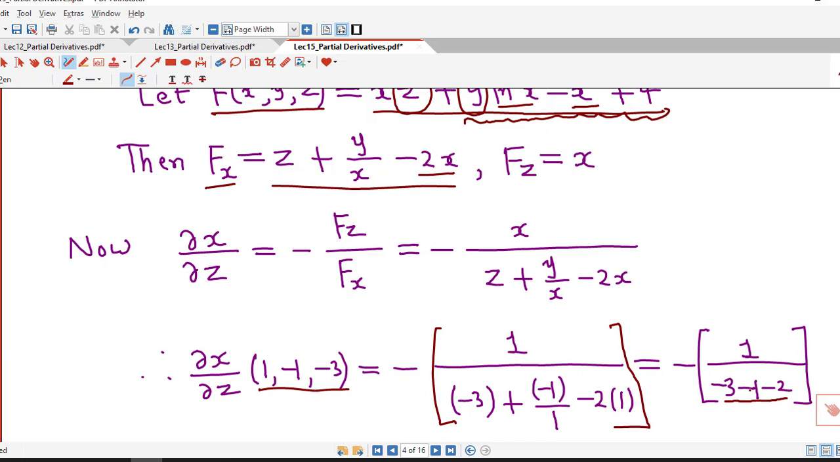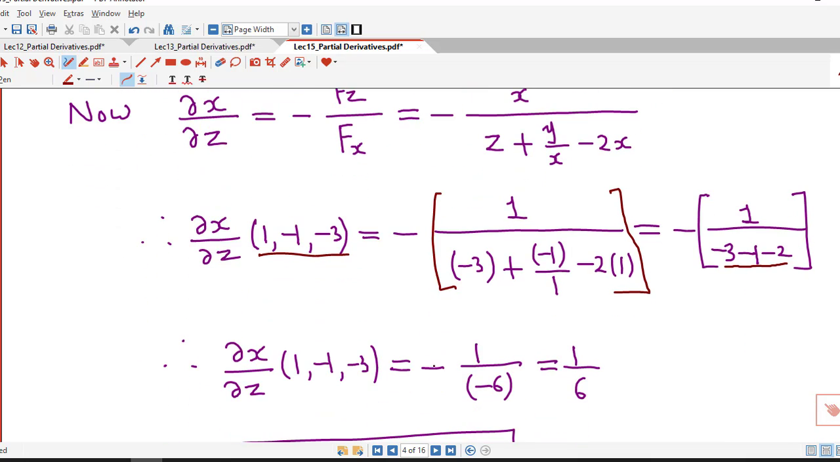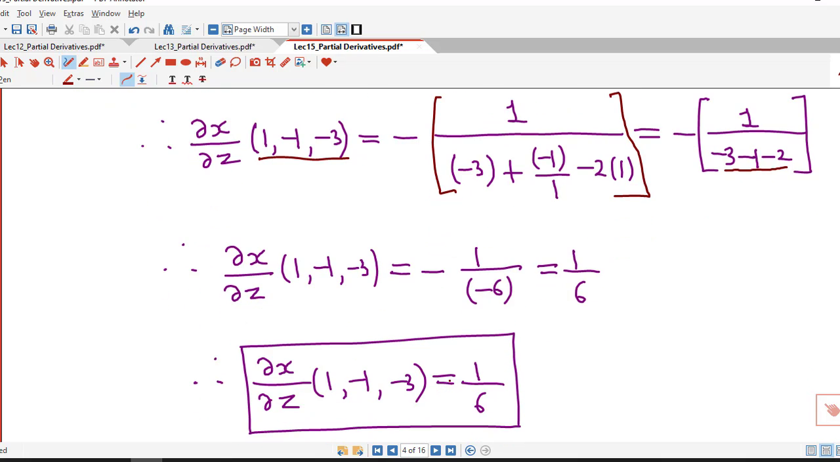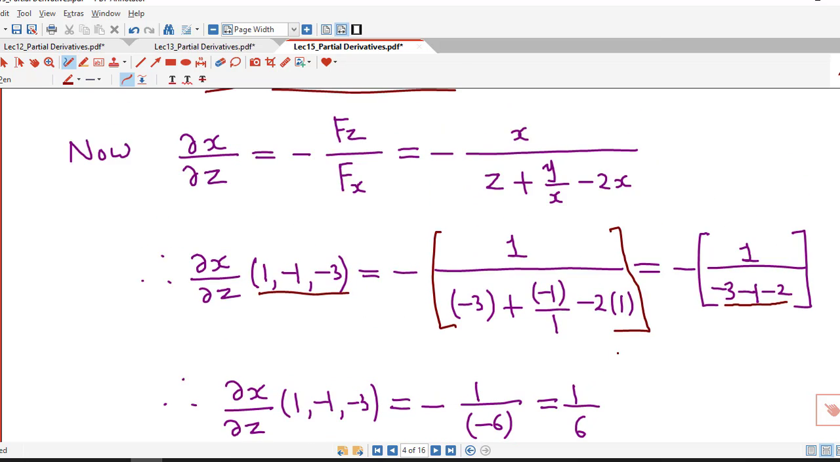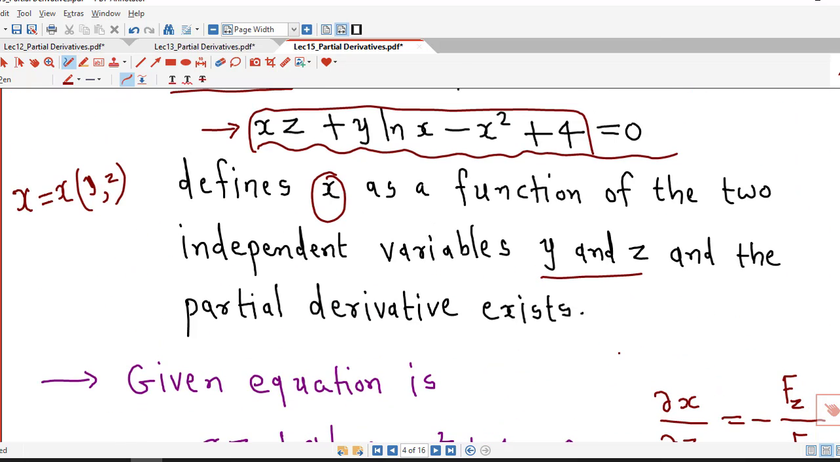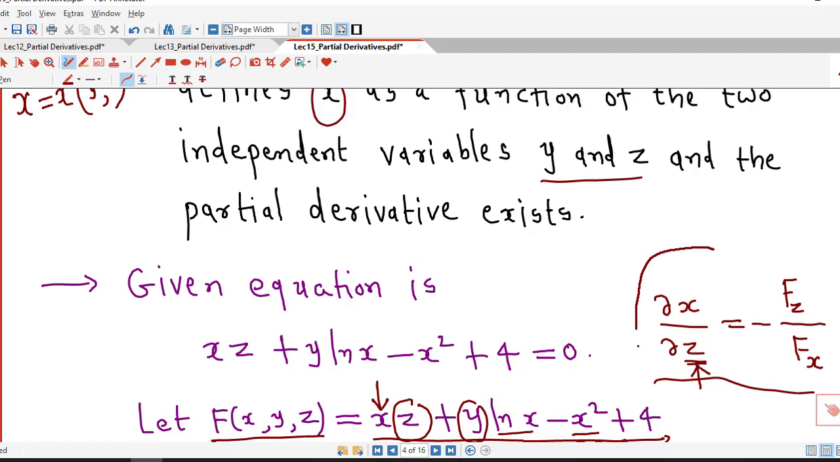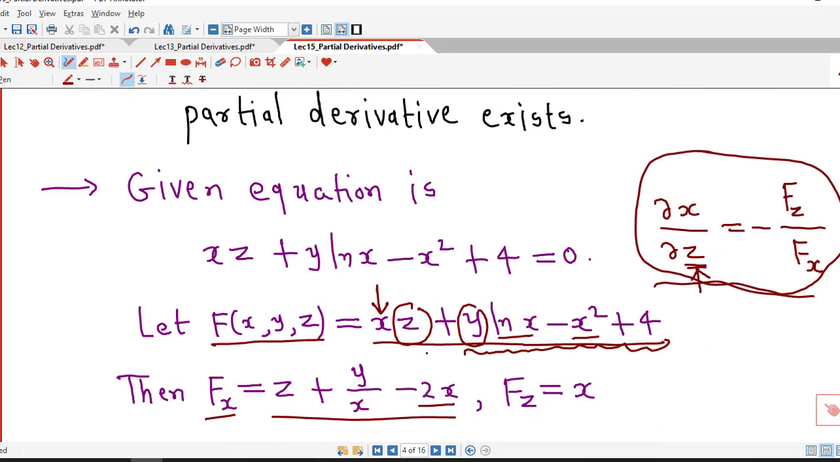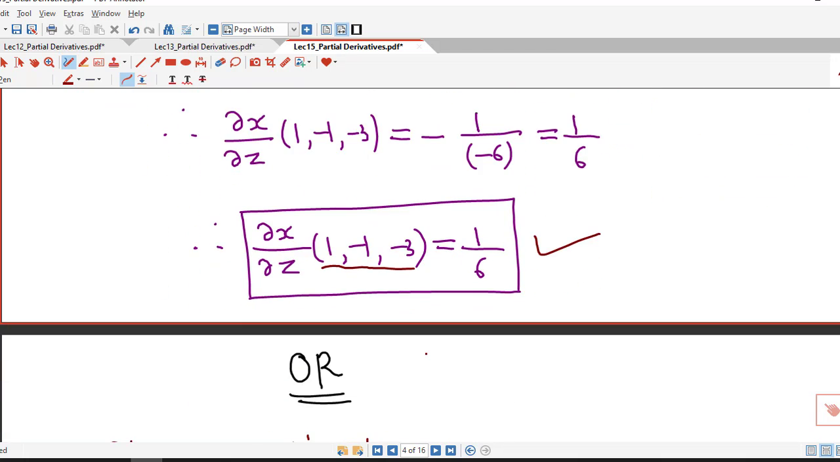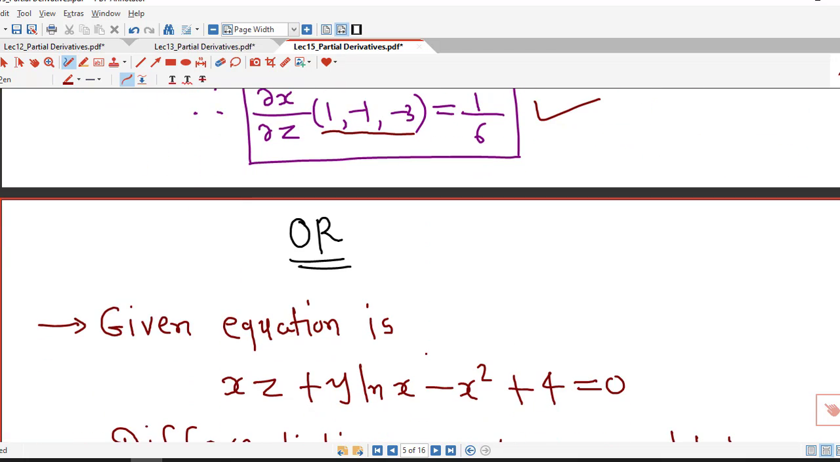So it is minus 1 by 6. And here, with the negative sign, we have 1 by 6. So the implicit derivative of x with respect to z at the point (1, -1, -3) is 1 by 6. Now if we don't want to go by this formula, we can find the derivative of x with respect to z directly. For that we have to differentiate the given equation with respect to z on both sides.